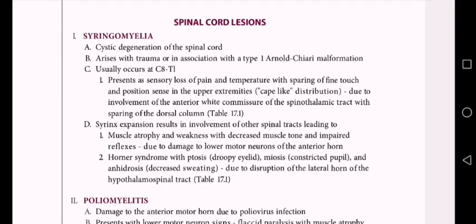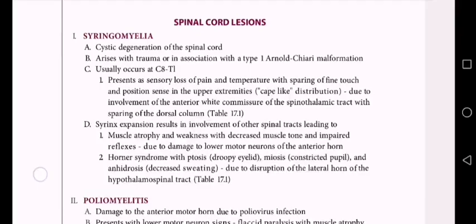Now, Horner syndrome happens and it comes with ptosis, droopy eyelid, miosis, which is constricted pupil, and anhidrosis, which means decreased sweating. Due to disruption of the lateral horn of the hypothalamospinal tract, and this is all about the spinal cord lesion.